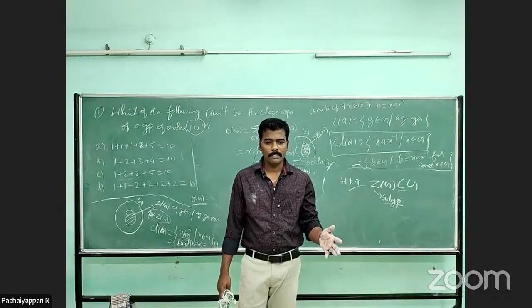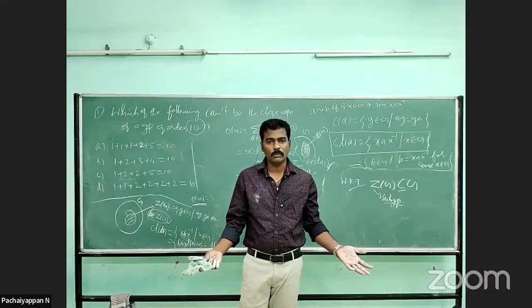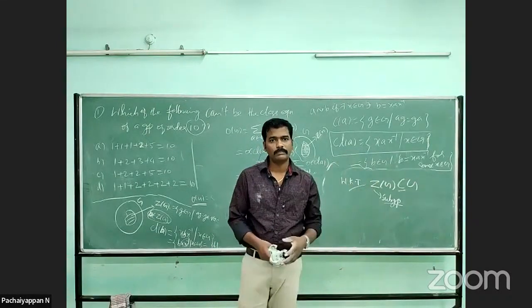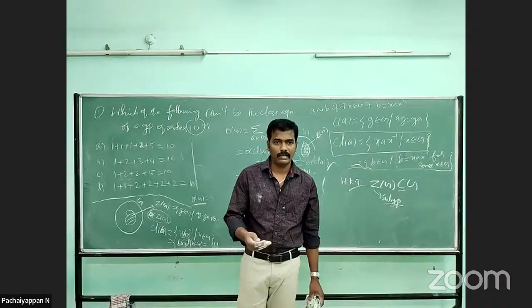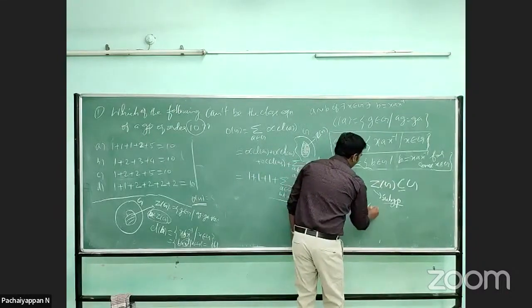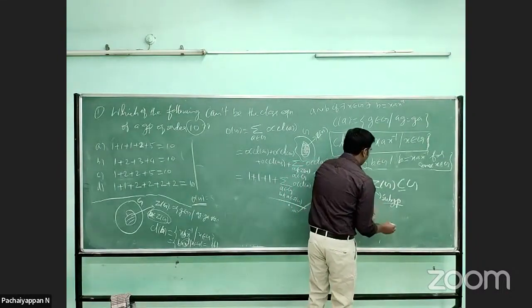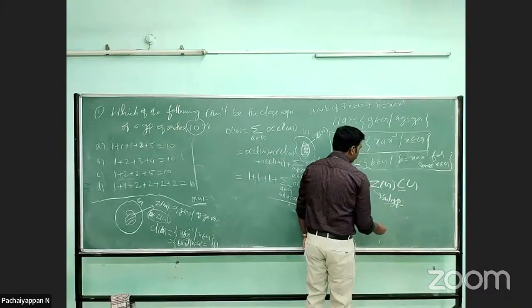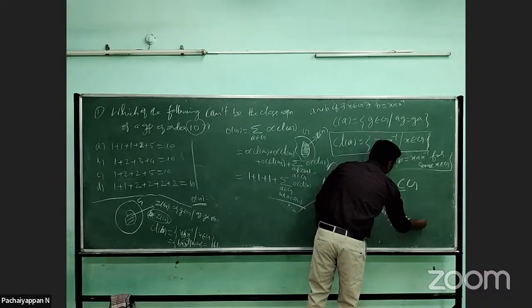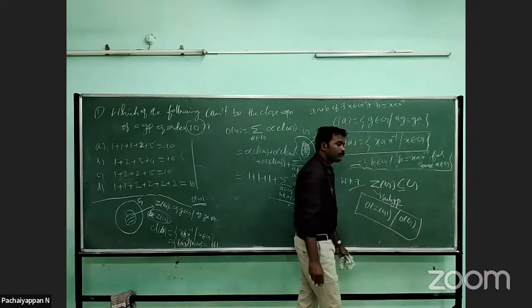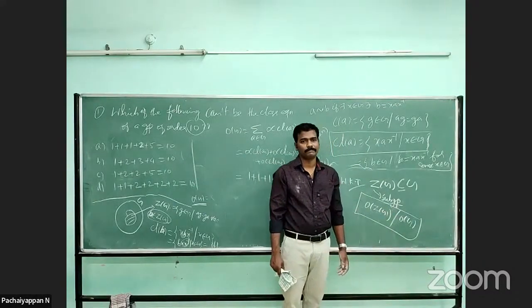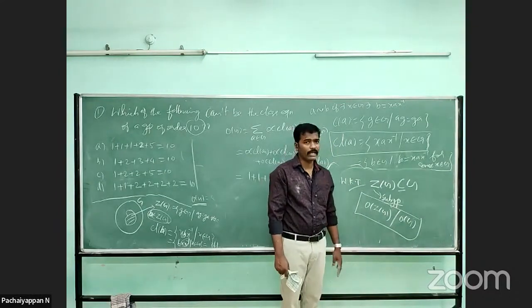G is a finite group and Z(G) is a subgroup. Is there any connection between a subgroup and the order of that group? Right? Very good. Lagrange's theorem. Lagrange's theorem says that the order of any subgroup should divide the order of the group. The center of G is a subgroup, so its order should divide the order of G. Good. Very good. Nice.